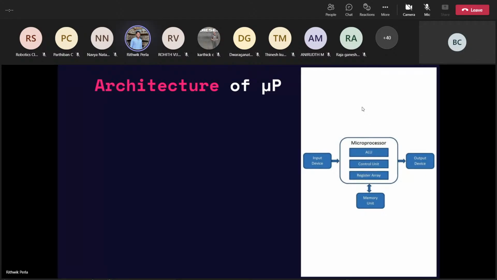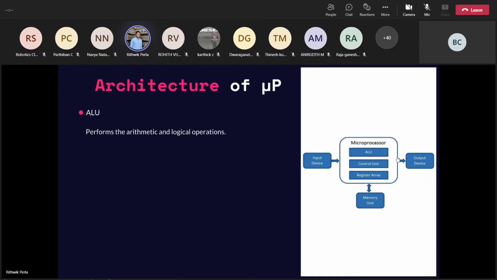Next, what is an architecture? That's how we started our presentation today. Architecture is nothing but the way you design the system for its functionality, performance, and a few other reasons. Now, a microprocessor has basically 3 main components: ALU, control unit, and register array.